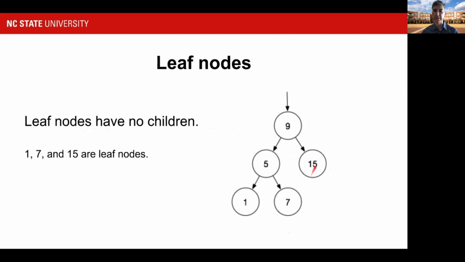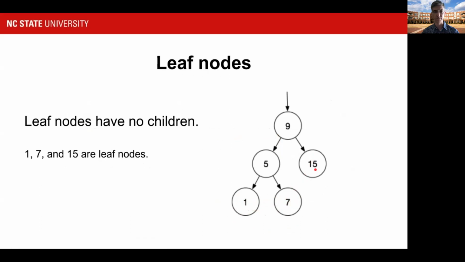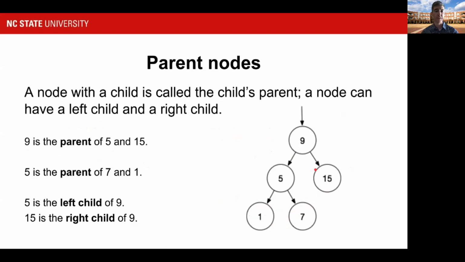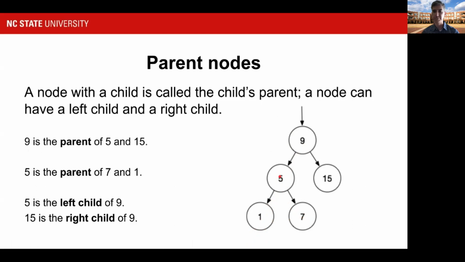Leaf nodes are down here at the edge of the tree, and there'll be times when we talk very specially about leaf nodes, right? So in this tree, 1, 7, and 5 are the leaf nodes. A parent node is a node that has at least one child. So, for example, 1 and 7 are leaf nodes. They have no children, right? There's nothing hanging off of them. So 1 and 7 are not parents. A leaf node can never be a parent. But 5 has two children, 1 and 7, and so that makes 5 a parent.